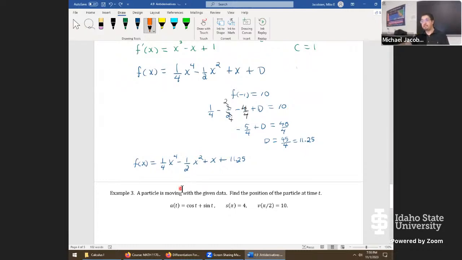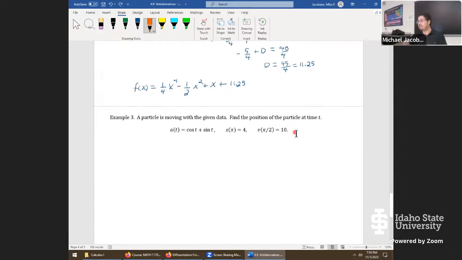It says a particle is moving with the given data. In our Calculus 1 class, our particles move in just one dimension. So imagine we're only tracking the height at time t, or maybe just the distance along a path as time emerges, but only one dimension is being tracked. So this is the acceleration of that particle that's moving. The initial position is s of pi is 4, and the initial velocity at pi over 2 is 10.